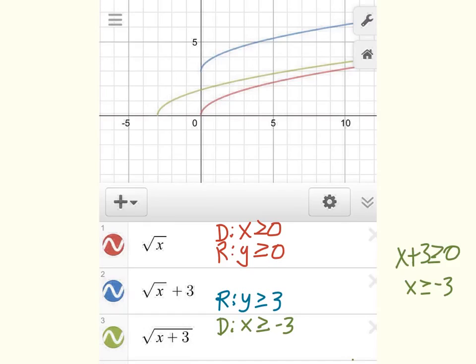And just a quick note, you can find this x value of where this tail starts by solving for what's underneath the radical, because what's underneath the radical has to be a non-negative number. We cannot take the square root of a negative number. So what's underneath the radical has to be greater than or equal to 0. In this case, x plus 3 is greater than or equal to 0, which means when I subtract 3 from both sides, x has to be greater than or equal to negative 3. And here you can see this tail starts at negative 3.